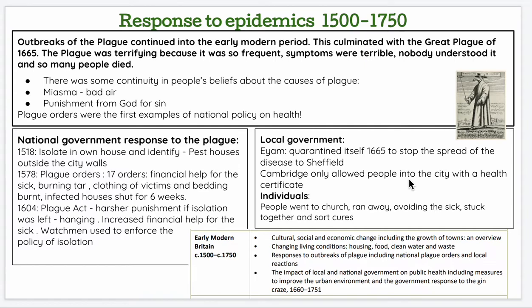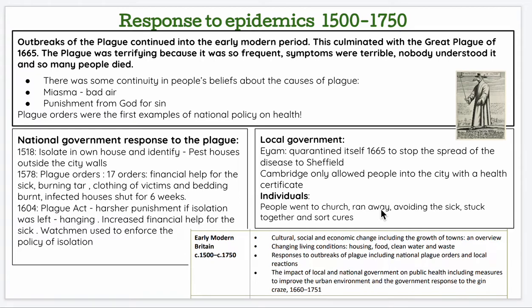And then on an individual perspective, which is our last response to the plague, we see some similarities to what we saw in the medieval period: people are still going to church. As we know, nearly everybody believed in God, so praying that God would take away the plague was part of that response. We again see people running away. It was the rich who left infected towns, but most people had to stay and deal with the disease the best they could.